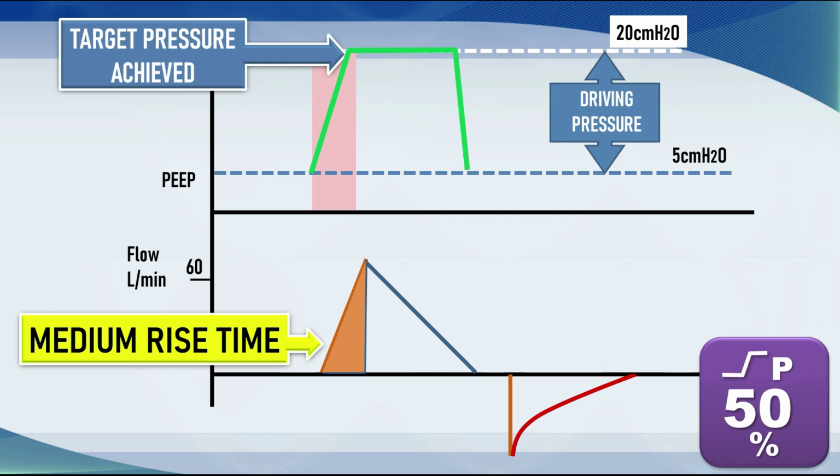Inflow is much slower than before, but you can see that that slow inflow has resulted in a nice flat top pressure waveform, and that's what we've been targeting. And the rise time is medium, so you can see the orange triangle there. It gives you an idea of how slow the flow goes from 0 up to peak flow.